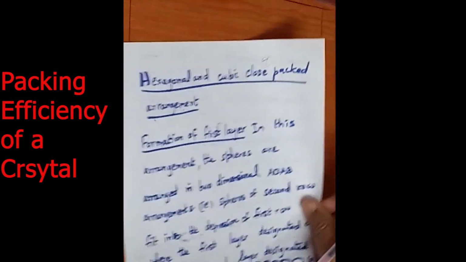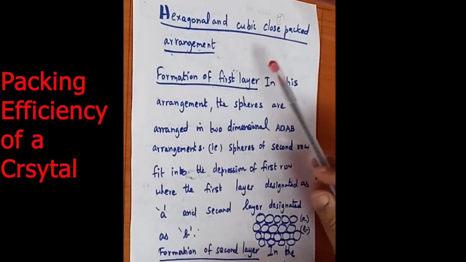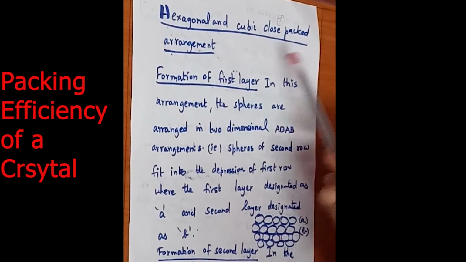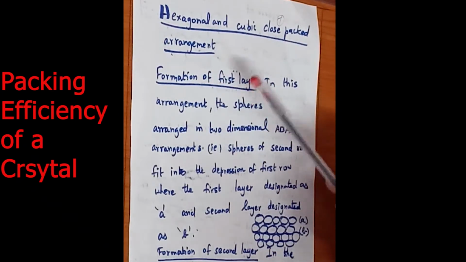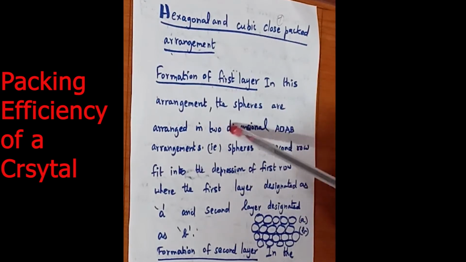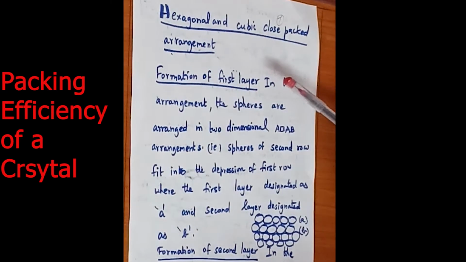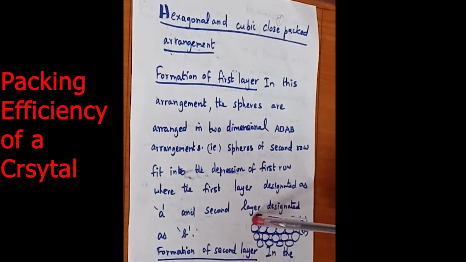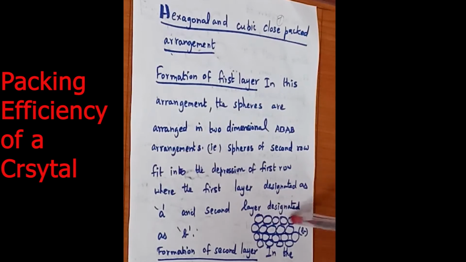So next we are going to see the hexagonal and cubic close packed arrangement in a crystal. For that we have to see how the atoms, molecules or ions are arranged in a crystal, which forms the first layer. So first layer: the arrangement of atoms or molecules in the first row of the crystal is called the first layer.